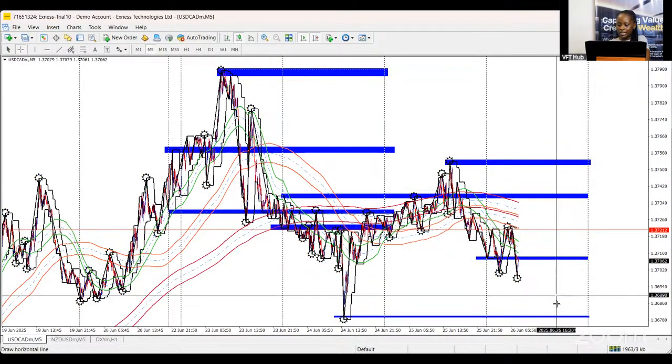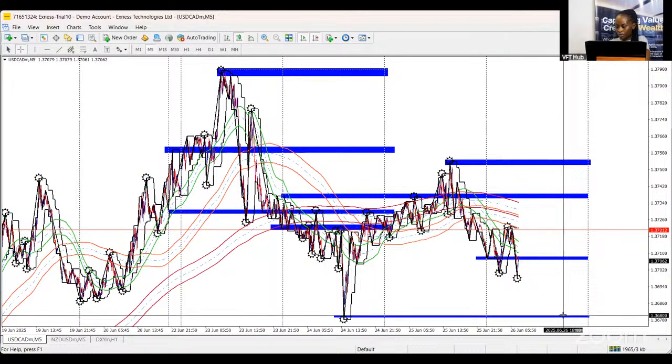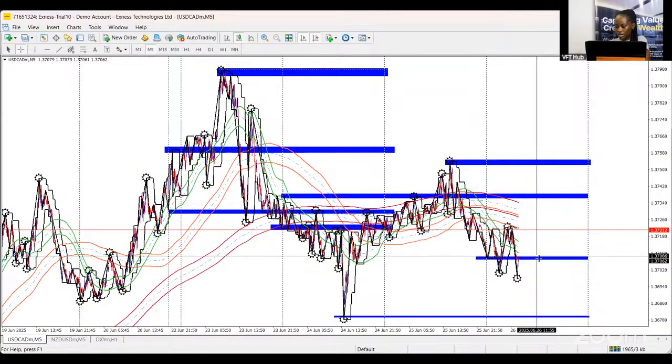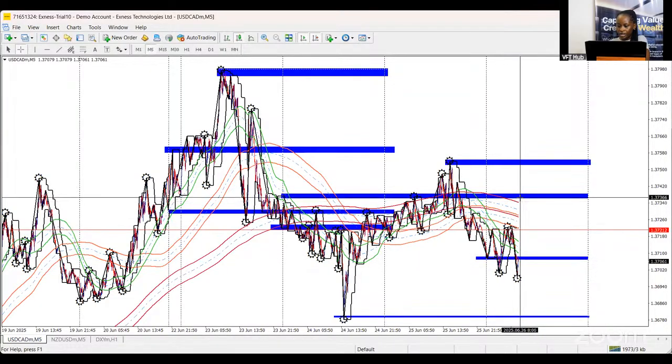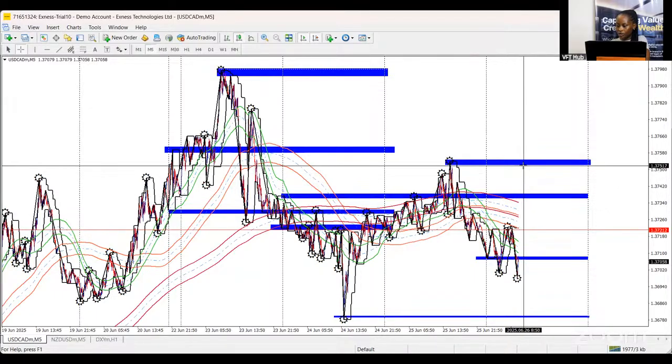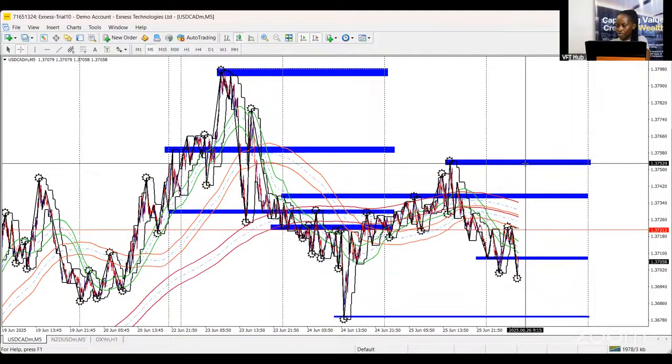Okay, so these are now the 4 zones I'm watching out for. The first one being 1.36800. The second zone is 1.37072. The third is 1.37366, and the fourth is 1.37529. These are the levels that we're now watching, waiting to see what price does.